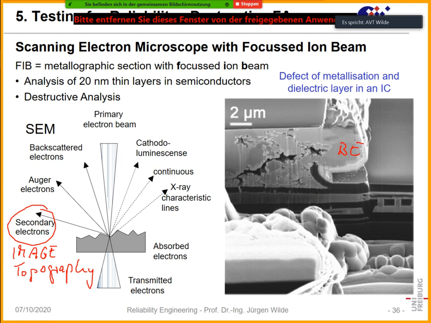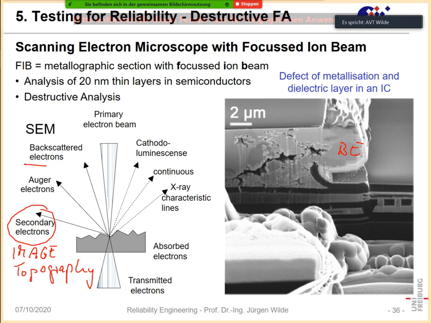The secondary electrons have a very low energy. They come out like, let's say, a cloud. The backscattered electrons really come back with a high energy. So we need other detectors, and that's the classical way.